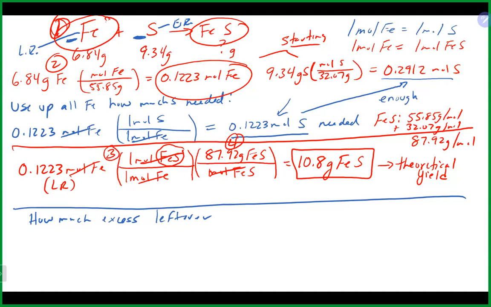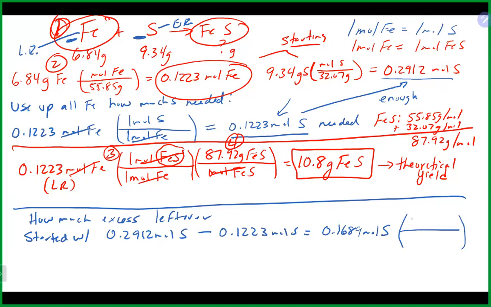But in this case, we know that we started with 0.2912 moles of sulfur, which is our excess reagent. We know from our calculation that we would need 0.1223 moles of sulfur to use up our limiting reagent. That means 0.2912 minus 0.1223. That means we got something like 0.1689 moles of sulfur left over, which if we use the molar mass of sulfur, which we have above, 32.07 grams per mole, the moles will cancel.